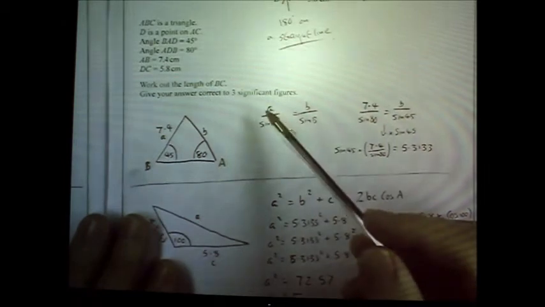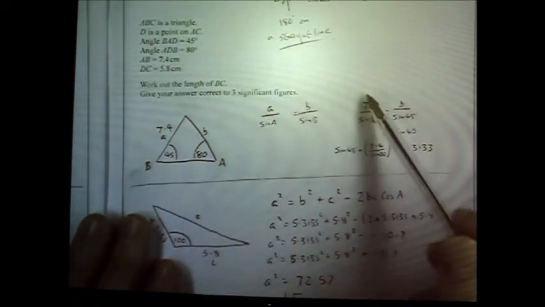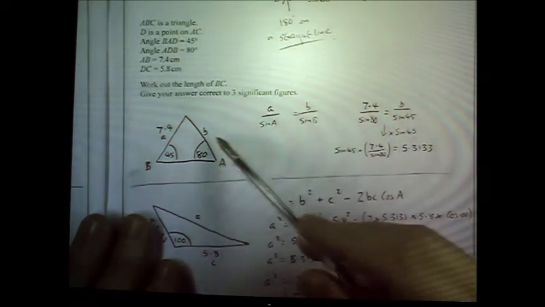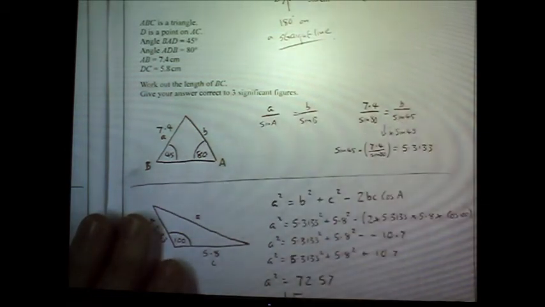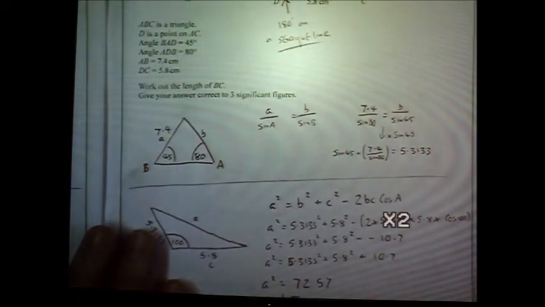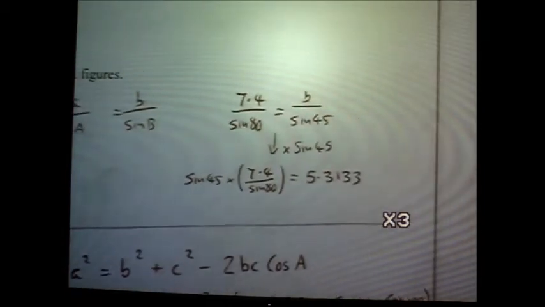So a over sine A equals b over sine B. a is 7.4, so 7.4. Angle A, sorry, is 80, so sine 80. The little b, so side b, we don't know, so I've called it b. And angle B is 45, so it's sine 45. That's where the numbers come from. Let's quickly solve this one. So that's what I've ended up with.